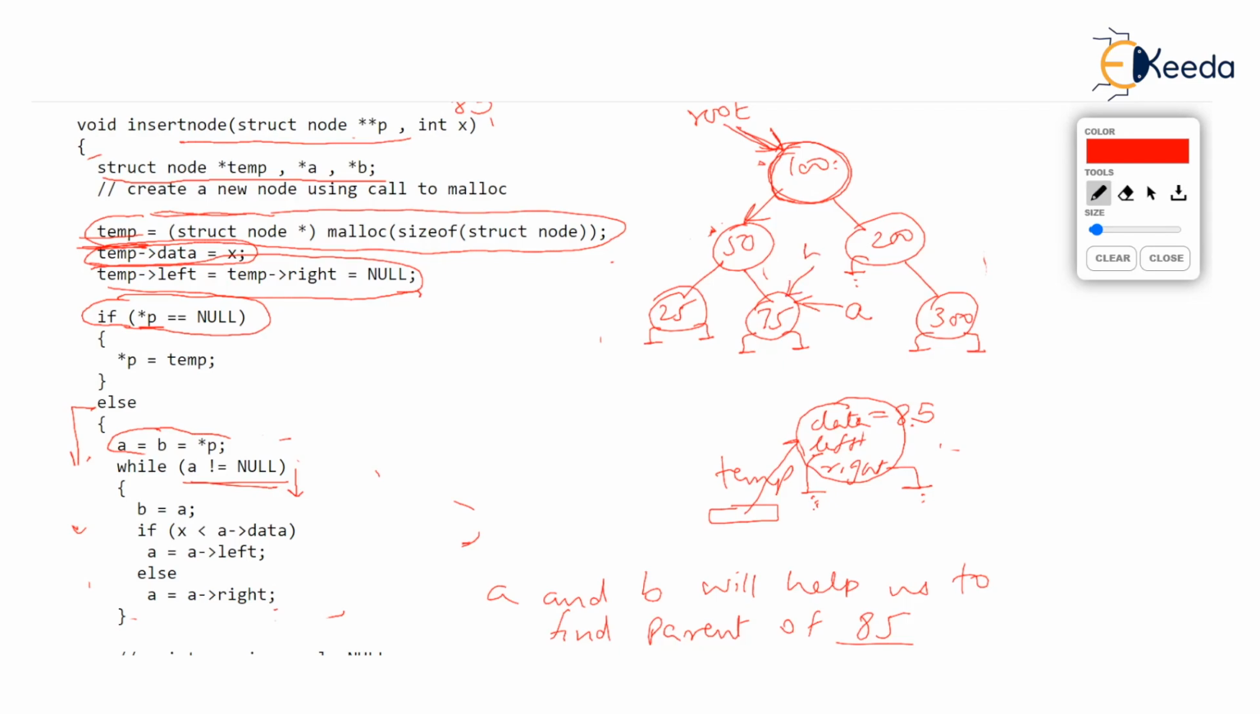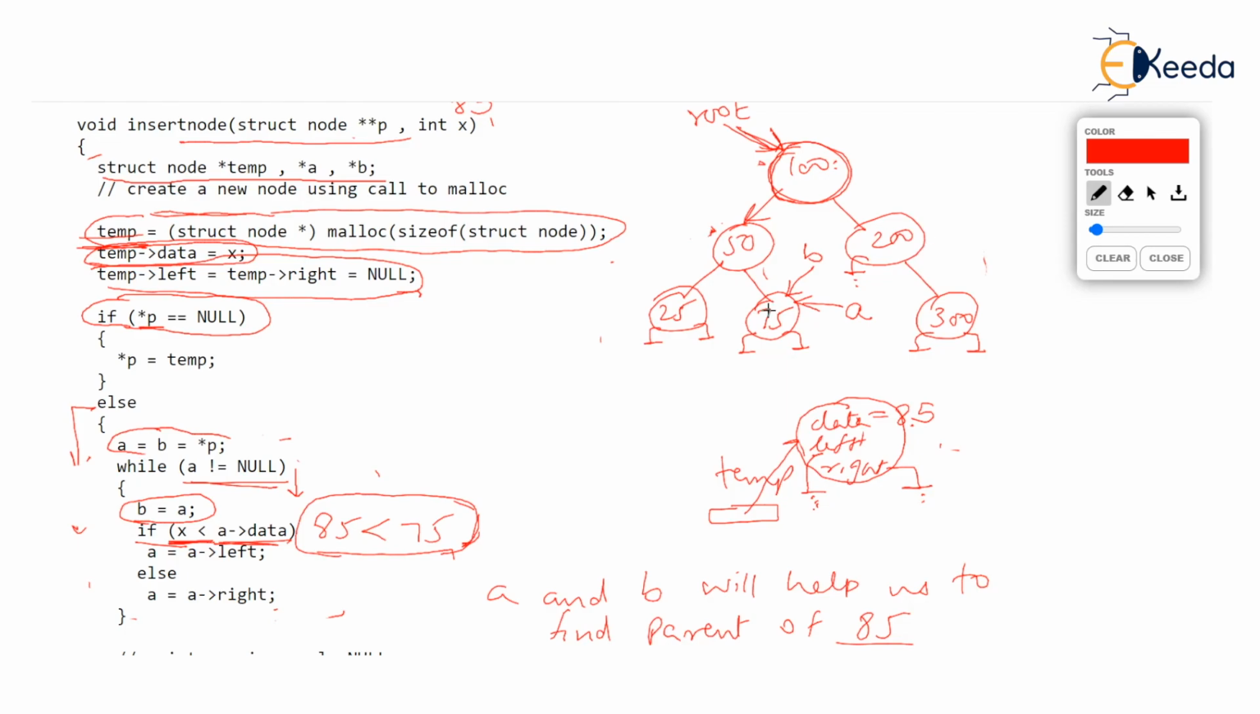Okay, good. After B equal to A, we ask again, is the new value that we are adding, that is 85, less than A arrow data? Now check, A arrow data this time is 75. So we are asking, is 85 less than 75? This is false. So what you understand from this is that the new value that we are adding is greater than the value at which we are. We are at 75 right now.